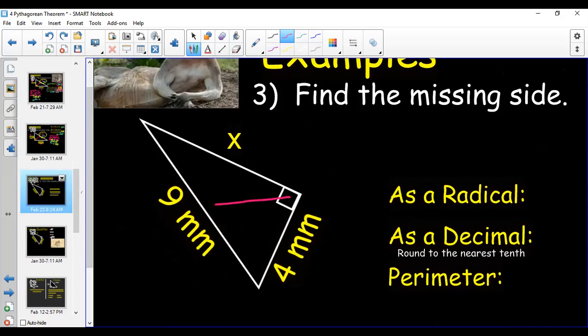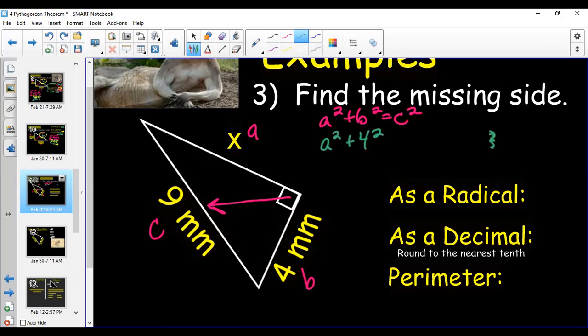Find my right angle, draw a line across from it. That specifies the hypotenuse. So that's our C. The other 2 you can mix and match, doesn't matter. I'm going to call X my A and 4 my B. I'm going to start with my formula, A squared plus B squared equals C squared. I'm going to plug in my values. I don't know A squared, so I'm going to keep it. B is 4, and C was 9.